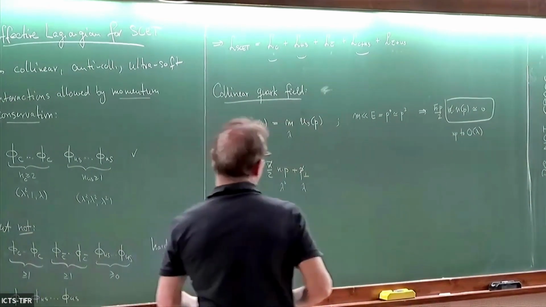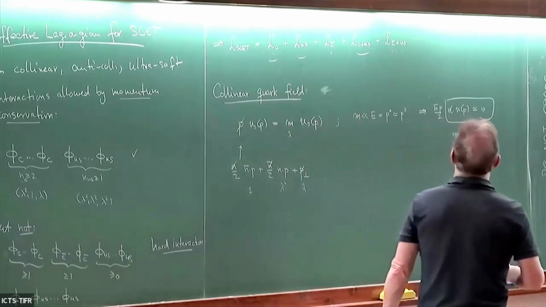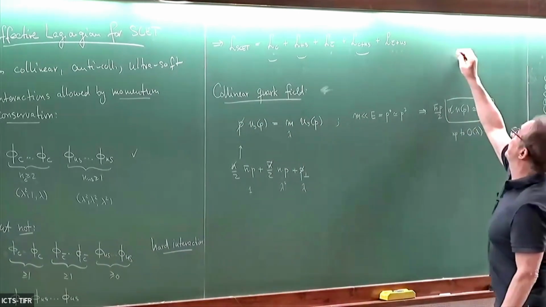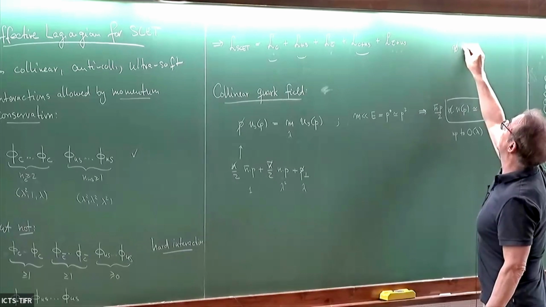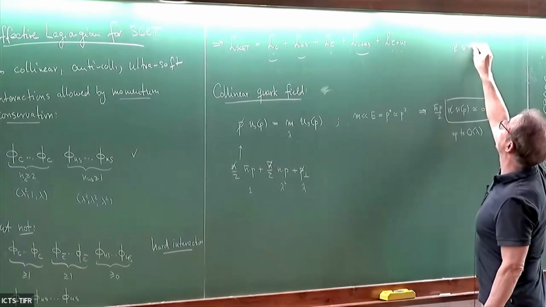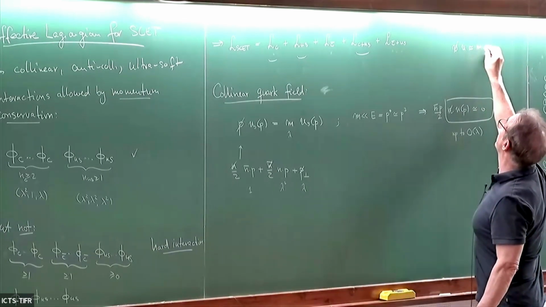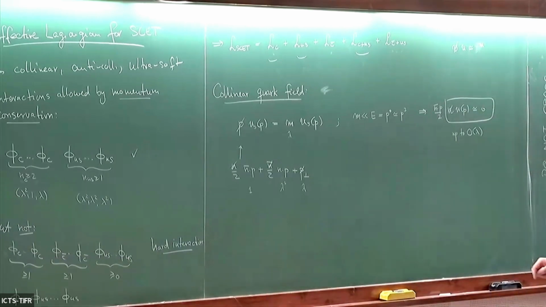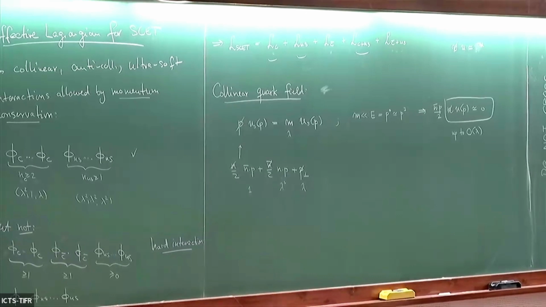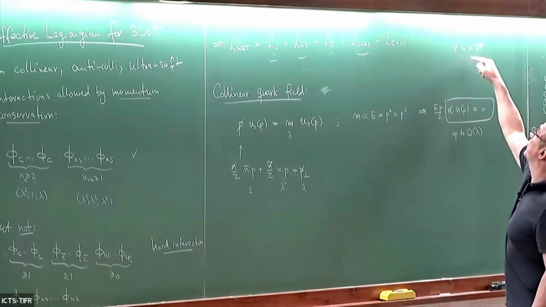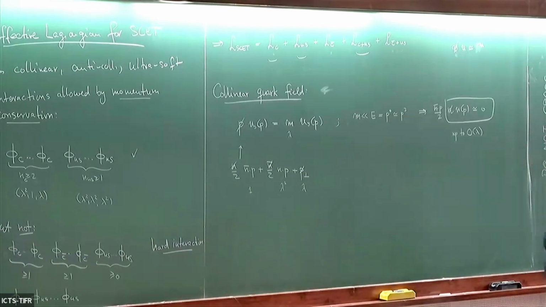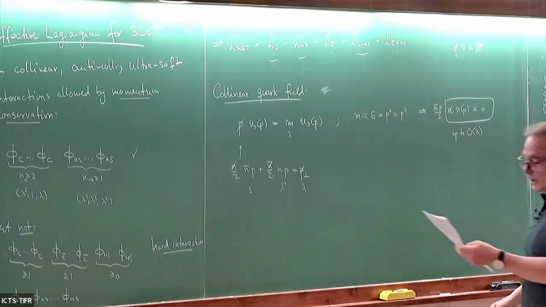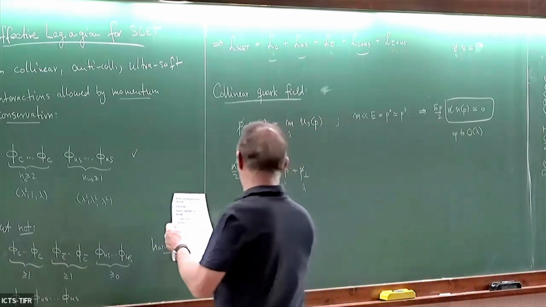So basically, in the case of HQET, the corresponding equation was V slash acting on the spinor is approximately equal to the spinor itself. So we constructed a projection where V slash is kind of an eigenvector. So we'll do the same thing here. We'll introduce projection operators.